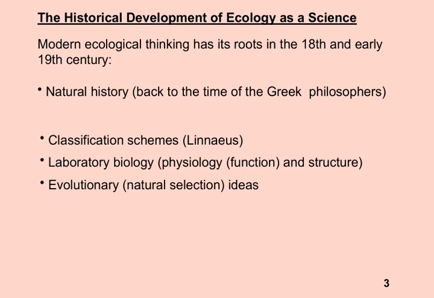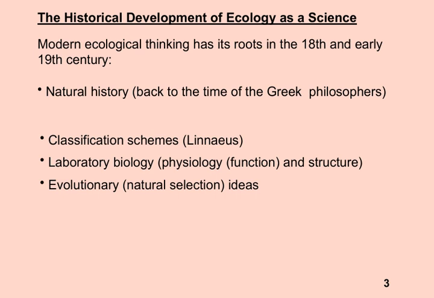Let's explore the historical development of ecology as a science. Modern ecological thinking really started taking shape in the 18th and early 19th centuries. Back then, the roots of ecology can be traced to natural history, which goes all the way back to the time of the Greek philosophers. They began observing and trying to understand the natural world around them.